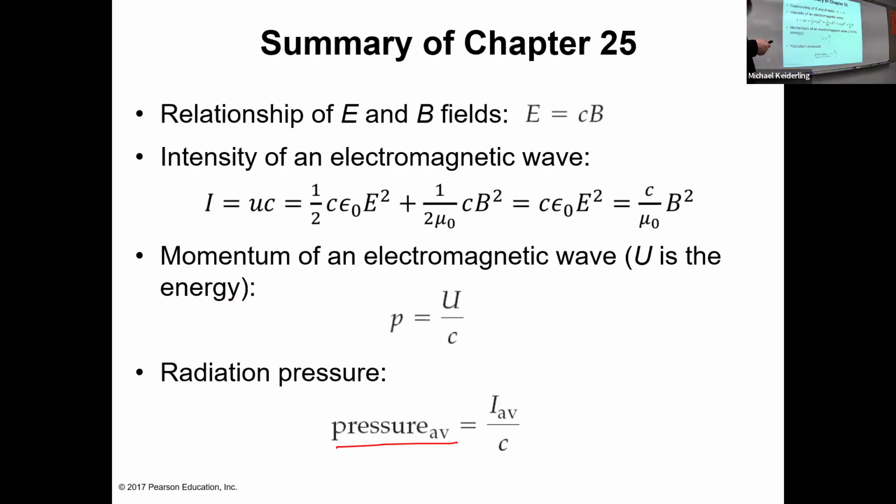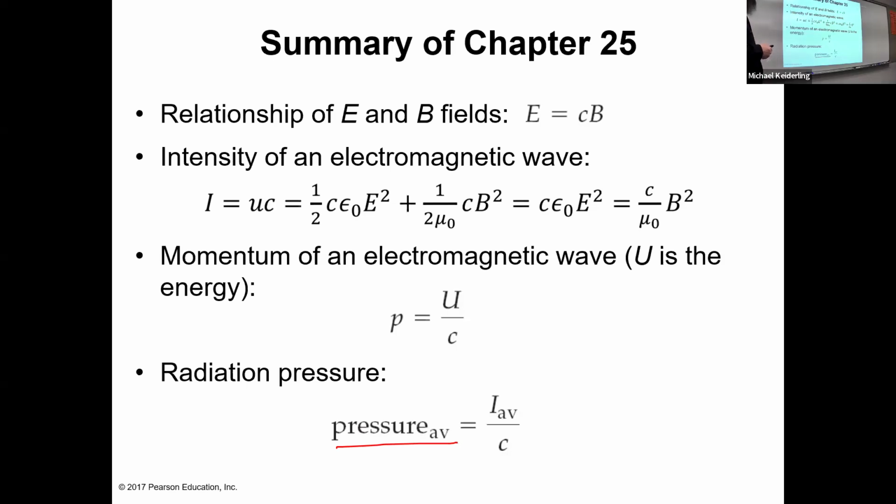And the relationship between the electric and magnetic fields in light is the electric field ends up equaling the speed of light times the magnetic field. The intensity of an electromagnetic wave is the energy density times the speed of light, because it's the rate at which energy is being deposited. So it's energy density times speed.